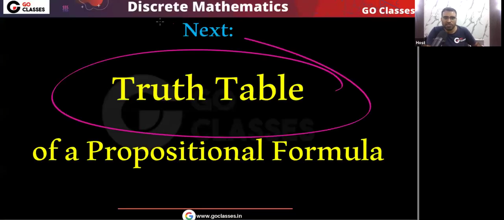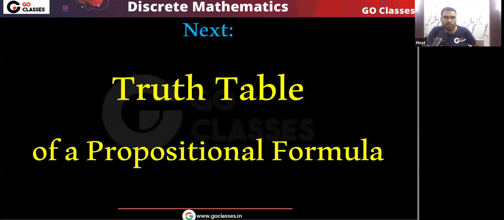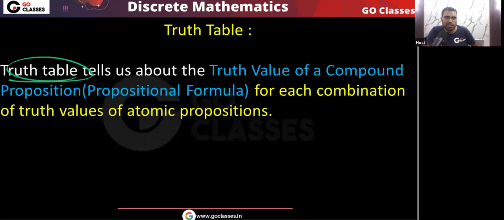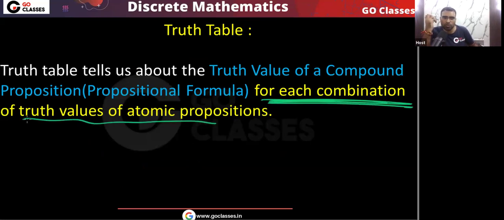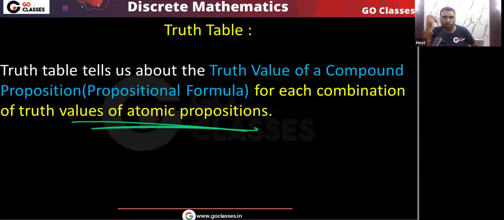Now let's see the concept of truth table. This you already know, but for formality, let me tell you what the truth table of a propositional formula is. If you have a propositional formula, then what is the truth table of this formula? That is very simple. A truth table tells us the truth value of a propositional formula, the truth value of a compound proposition, for each combination of truth values of atomic propositions. Okay, this is a very simple definition: for each combination of truth values of atomic propositions, what is the truth value of the compound proposition? So for example, this is your propositional formula. Yes or no? Now I will create the truth table.